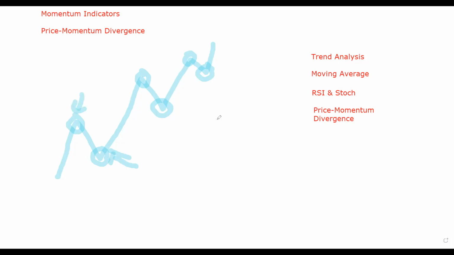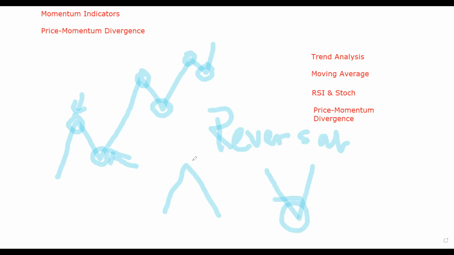We call them reversal signals, reversal price patterns. These reversal price patterns help us to identify turning points on the chart, a turning point from the bullish move to the bearish move, or from the bearish move to the bullish move. These are turning points. So these reversal signals help us to identify those turning points.